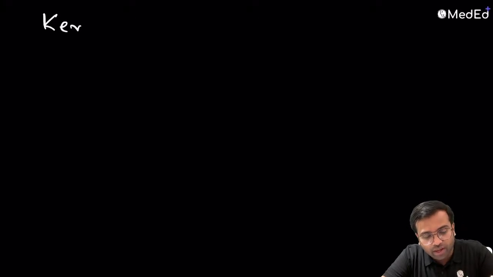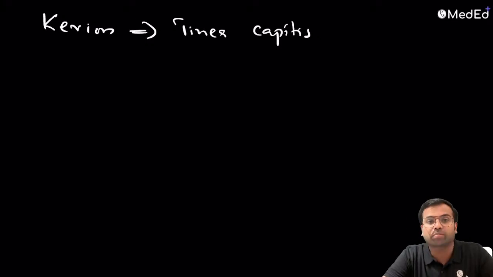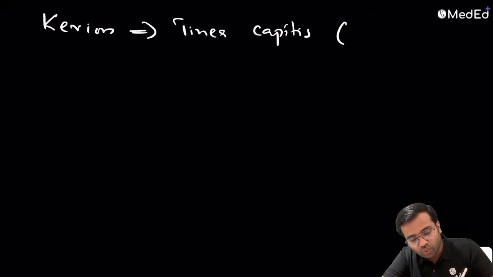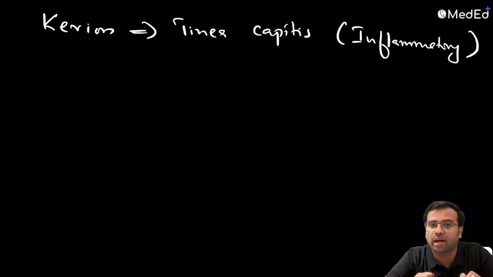Now let us just note down what are the key pointers regarding Kerion. Now this disease called Kerion is an example of tinea capitis. And which type of tinea capitis is this? Is it an inflammatory type or a non-inflammatory type? So this one is an example of inflammatory tinea capitis. What do you mean by tinea capitis? There is a fungal infection of the scalp. So this is a type of dermatophytosis.